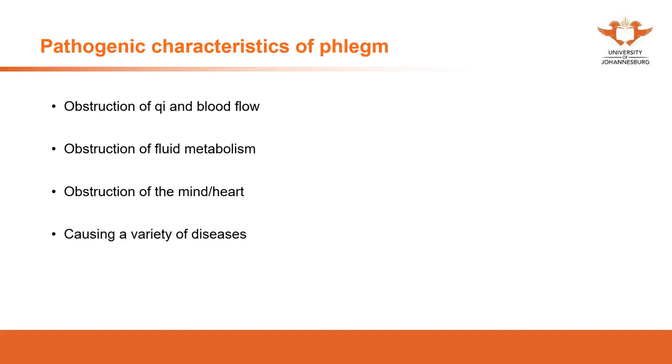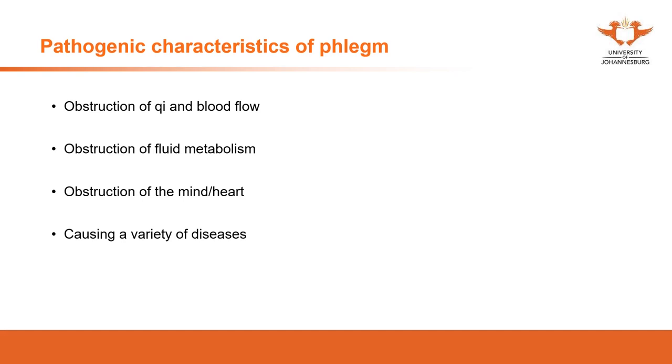That's because once there's phlegm in the body, it's going to affect the function of different organs, and the impairment of organs will result in phlegm again. So it's the vicious circle of phlegm and water metabolism.